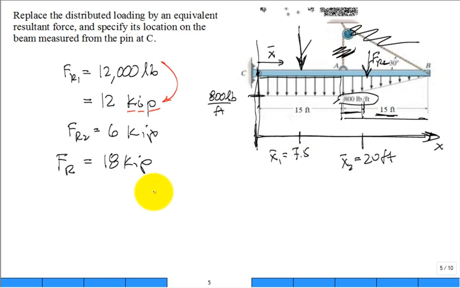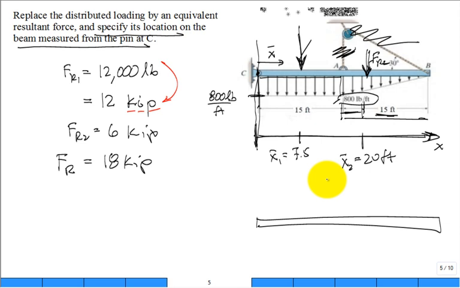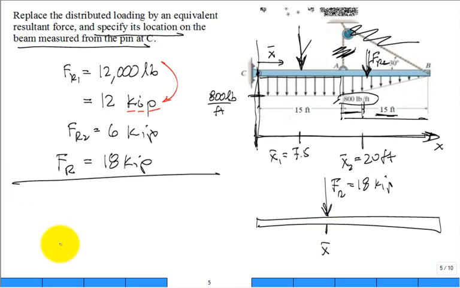Now what we do is we come in, and we have those two locations now. I now have to read this problem. Did they say find where you specify its location on the beam measured from point C? Sure. So we're going to have one single resultant force, having that magnitude of 18 kip, and it needs to be at an x bar for the whole thing. Where do I find that x bar? Yep, do a moment calculation balance.